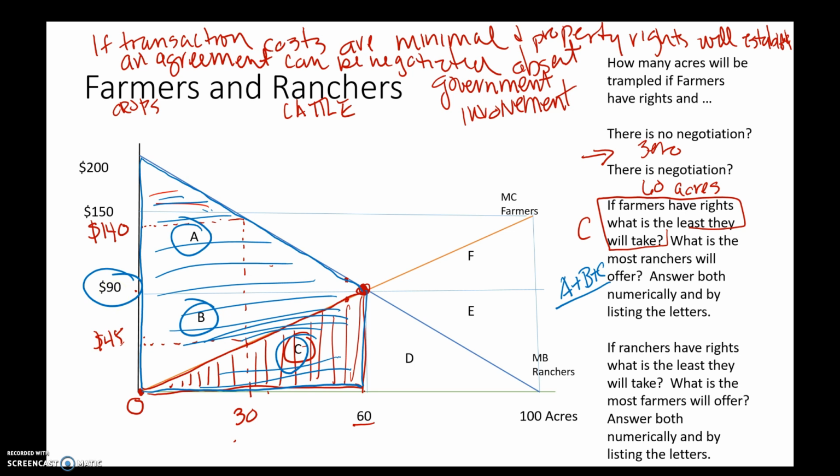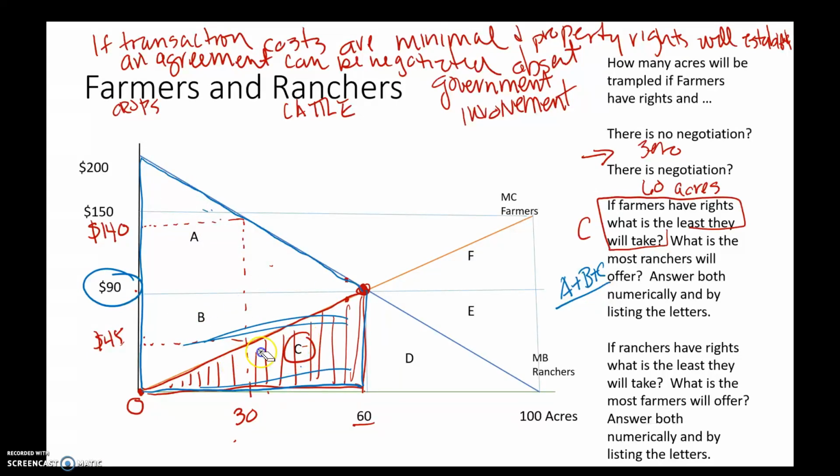But what if the ranchers have the rights? Farmers have no right at all not to have their crops trampled. Farmers can trample as much as benefits them. And we can see by this graph that that's going to be 80 or 100 acres. So they're going to benefit 100 acres.